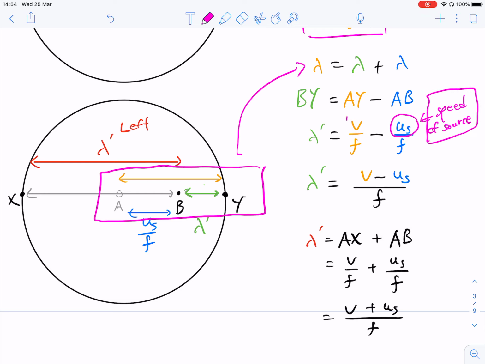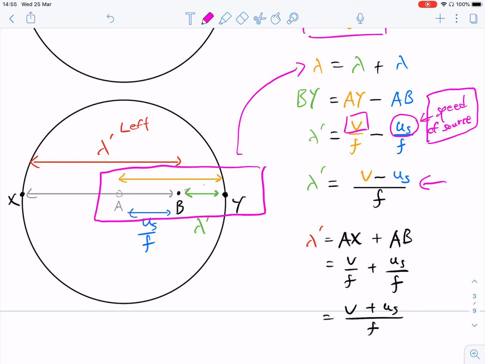Whereas V is the speed of sound in the air. So naturally, if there's nothing happening, it would just be the speed of sound in the air. And so what we need to do is subtract the two from each other, as we saw from our wavelength differences already, and then a little bit more algebra, and we get this particular formula here.